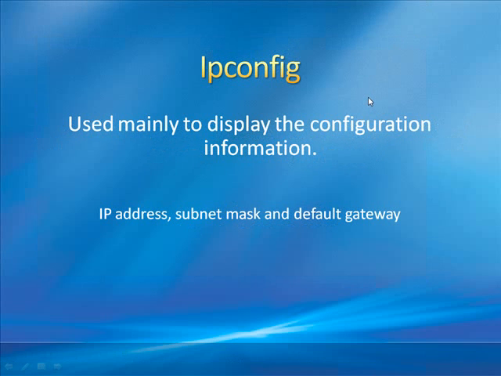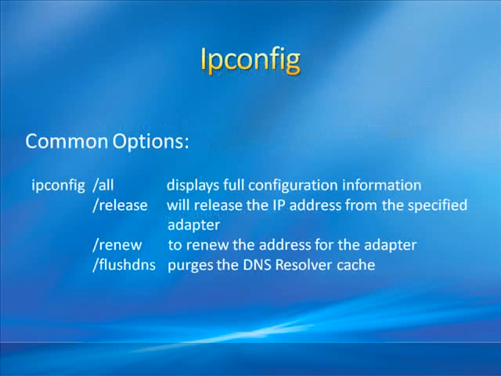ipconfig. The ipconfig utility is used to display the configuration information. You can check your IP address, MAC address, subnet mask, default gateway, DNS server, Ethernet adapter information, and tunnel adapter information. It does have other uses. The /all displays full configuration information. /release will release the IP address from the adapter. A /renew will renew the address to the adapter.